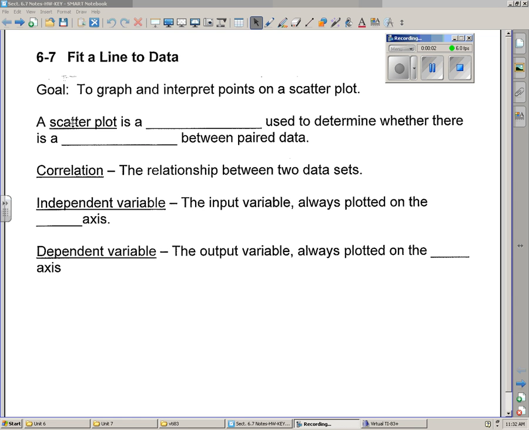Okay, so for today's lesson, what we are going to do is learn how to fit a line to data. We're really talking about scatter plots here. We'll do them by hand, but then I'll show you how to do them on the graphing calculator. So a scatter plot is just a graph that is used to determine whether or not there is a relationship between paired data.